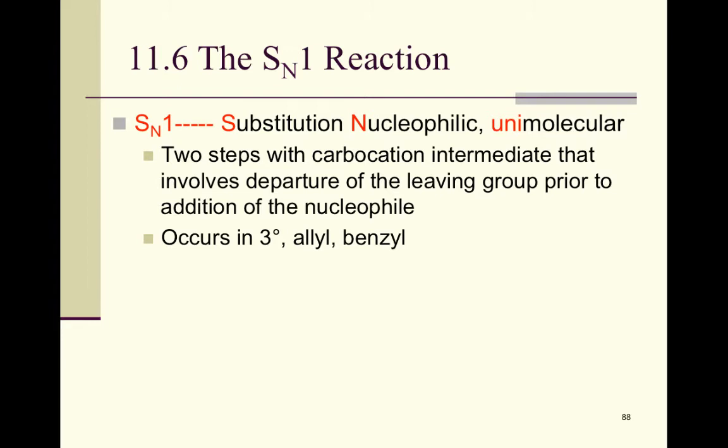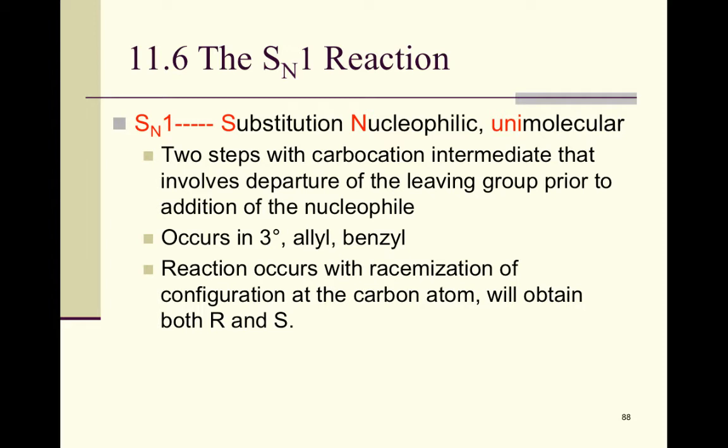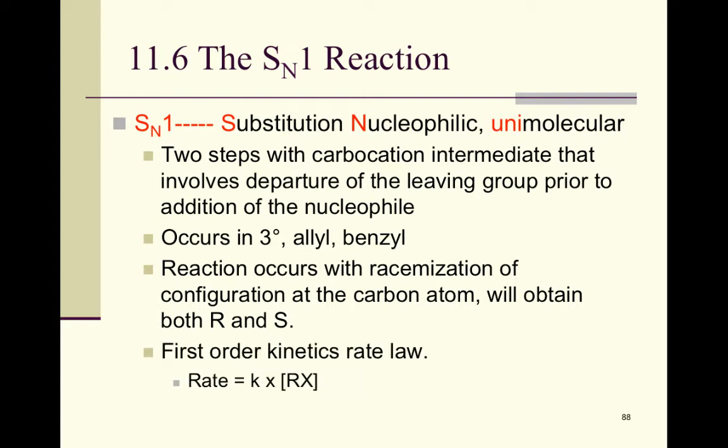This reaction occurs with the racemization of configuration at the carbon atom. You actually get both R and S. So on the previous SN2, you got stereochemically an inversion, so an R went to an S and so on. In this reaction, because we have a carbocation, we get both R and S. This is a first order kinetics law. The rate is k times the concentration of the alkyl halide, and that's it.